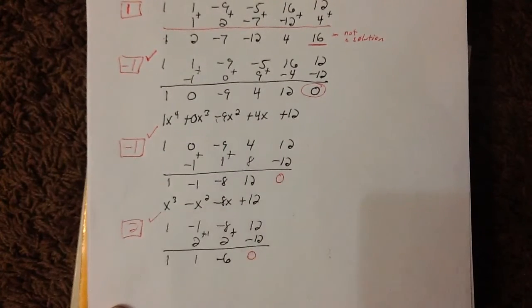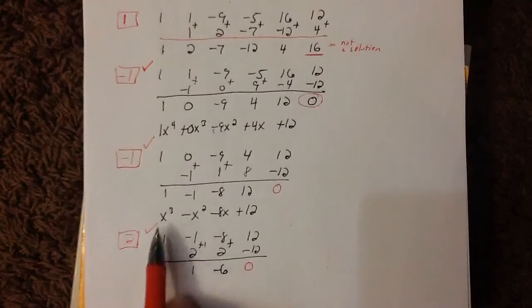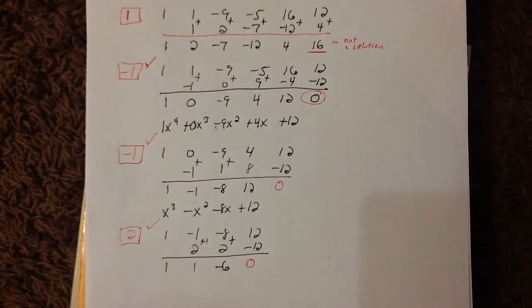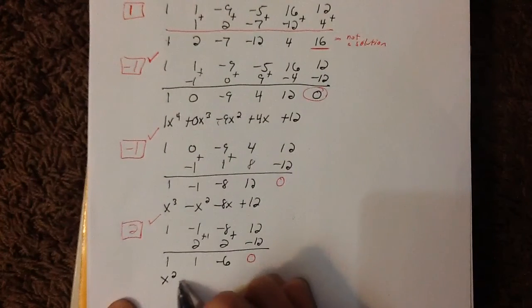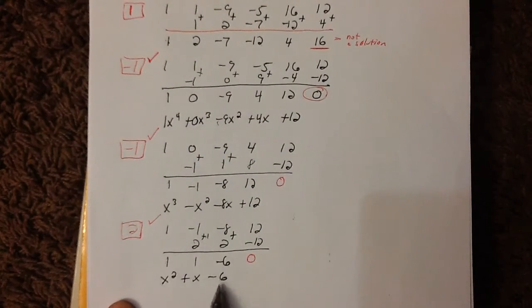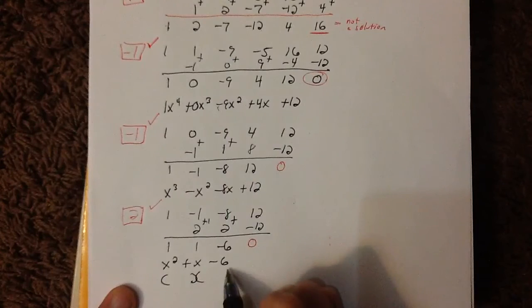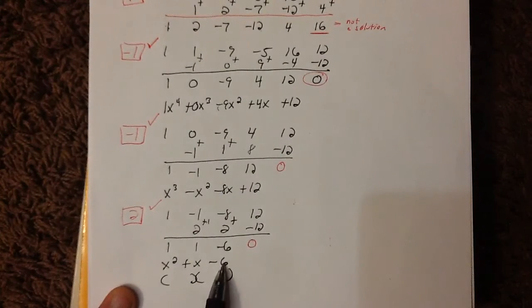Now I have a third answer. Positive 2 also works. Now I just need to write down my new polynomial with just 3 terms. I'm going to drop from x to the 3rd now to x to the 2nd power plus x minus 6. 1, 1, and negative 6. This, I notice, is a basic trinomial from Algebra 1 that can be factored. I'm looking for 2 numbers that multiply to make 6 and subtract to make 1, which is what's in the middle. That would be 2 and 3.